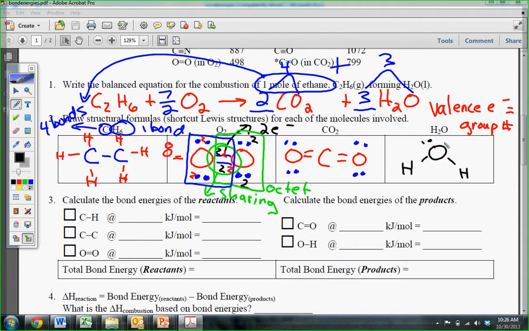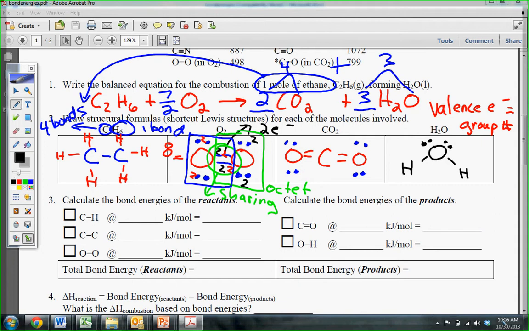All right, so let's draw it so we actually are starting to see its shape, right? So it's going to be a little bit different. We're going to put those pairs up top. They're going to bend away those bonds, and we're going to see that shape of water forming. Okay, now we need to calculate the bond energies of the reactants. Again, tying into what we did last unit with what we're doing this unit, so we see the whole picture.